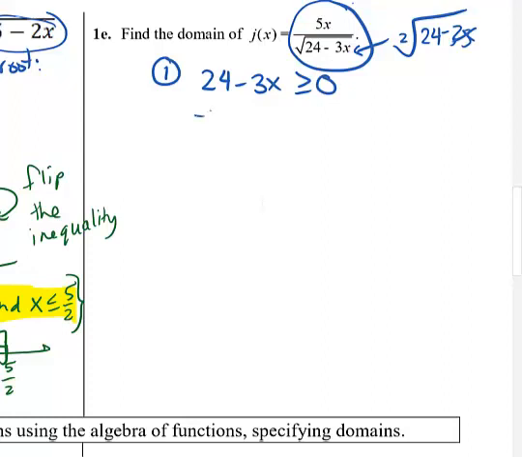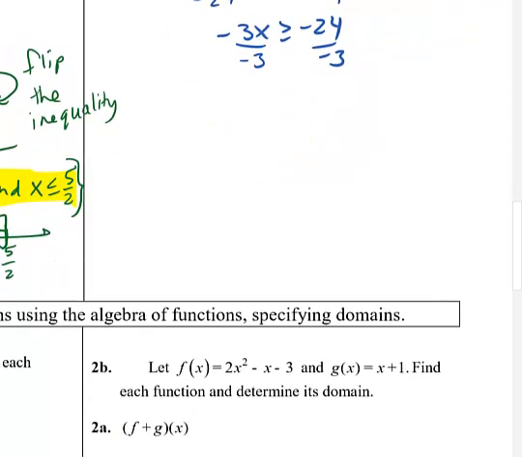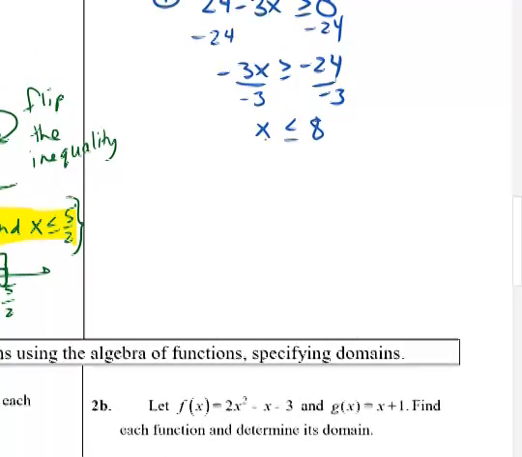All right, I think we've done that. It looks similar to the last one, so I'm going to go ahead and do that. Subtract 24. Got it. And now I'm dividing both sides by negative 3. So I better do like we did in the previous one. I'm going to flip the inequality. Now it goes the other way. And it just so happens that 24 divided by 3 is 8.